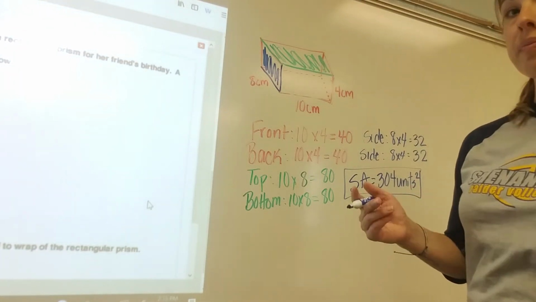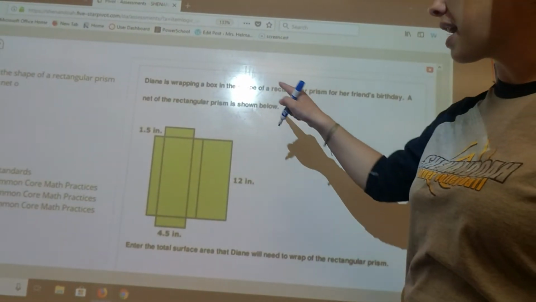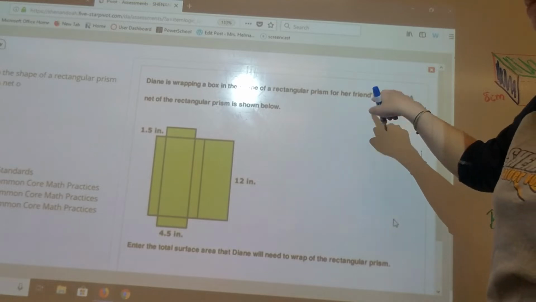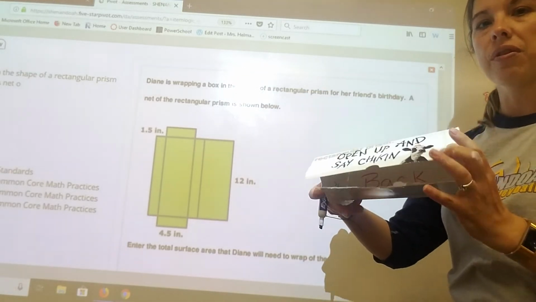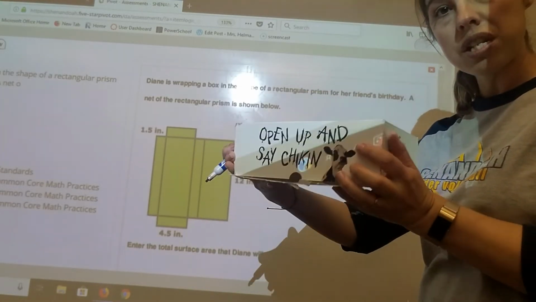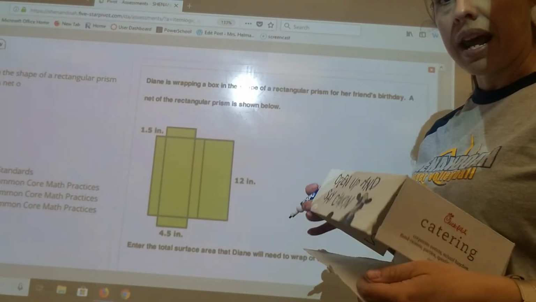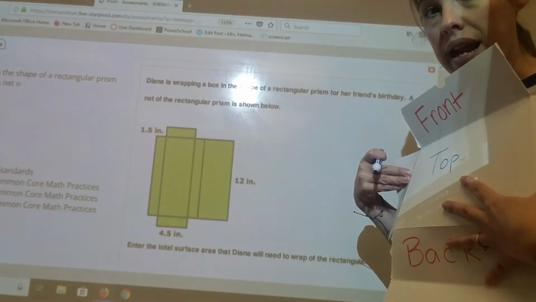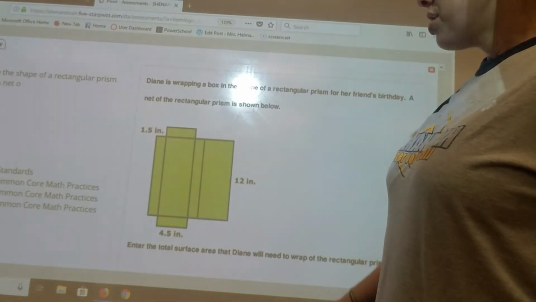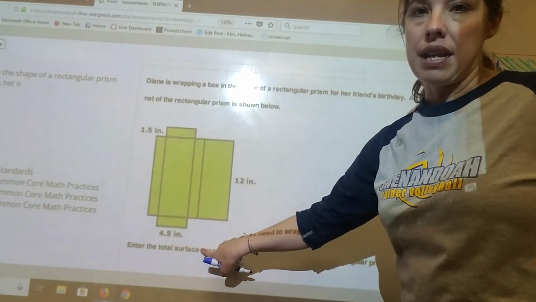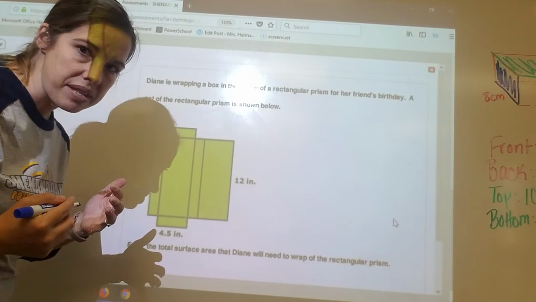Okay, so there's an example to go off, but I want to take you to a little more in-depth problem here. Okay, so if we take a look at this, it says Diane is wrapping a box in the shape of a rectangular prism for her friend's birthday. Okay, so if we want to visualize what this box looks like before the net, this is a rectangular prism. So she's wrapping this present for her friend's birthday. Okay, a net, remember, a net is where we unfold it, we lay it out flat, of the rectangular prism is shown here. Okay, so we have to find the surface area of this rectangular prism.